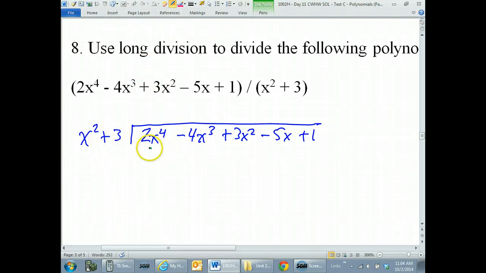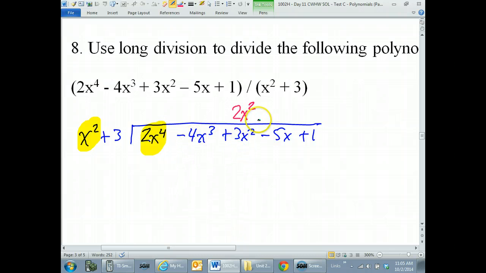All right, so we look at the first 2 terms. So I'm looking at the x squared, and I'm looking at the 2x to the 4th power. And I'm asking myself, x squared times what is going to give me 2x to the 4th power? What do you think? 2x squared. Now, me personally, I like to put that over the like term that it goes with because it helps me know when I'm done. It's not super important, but if you want to be cool, you'll do it.